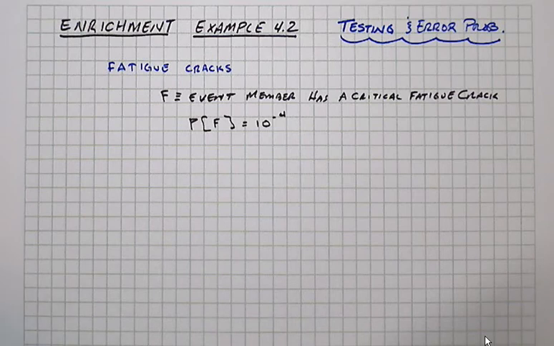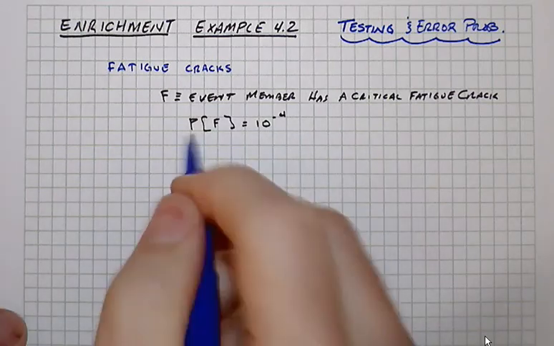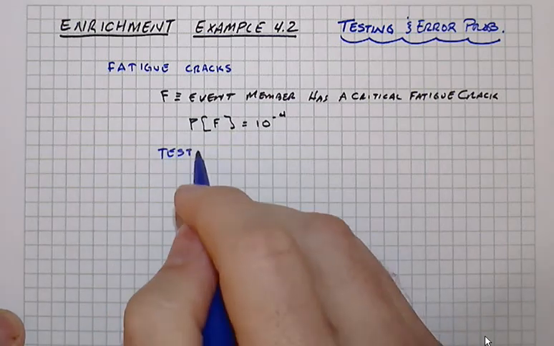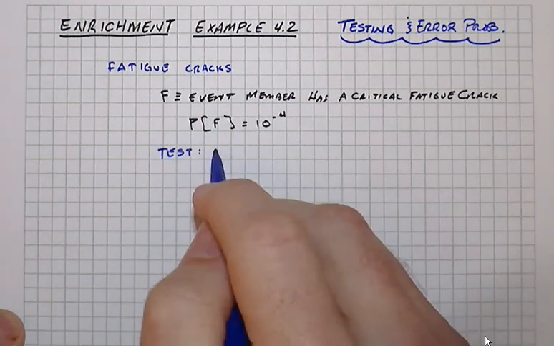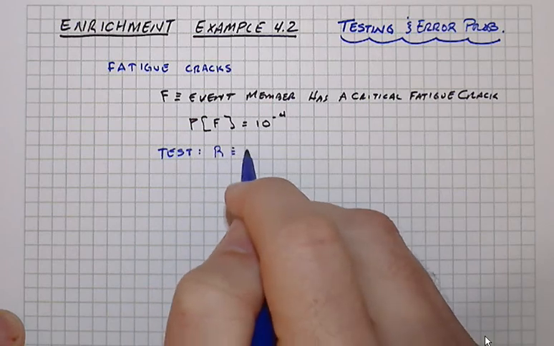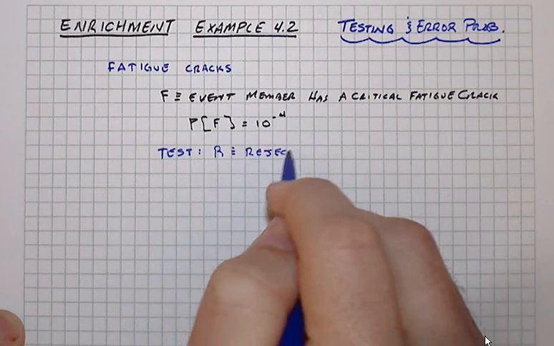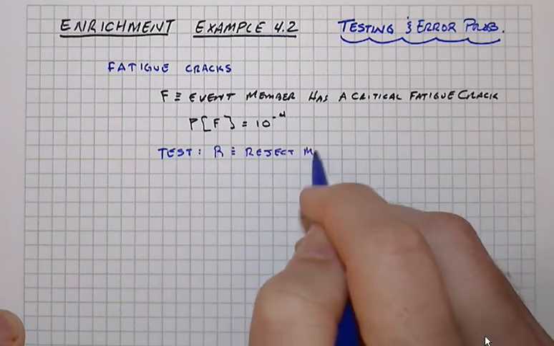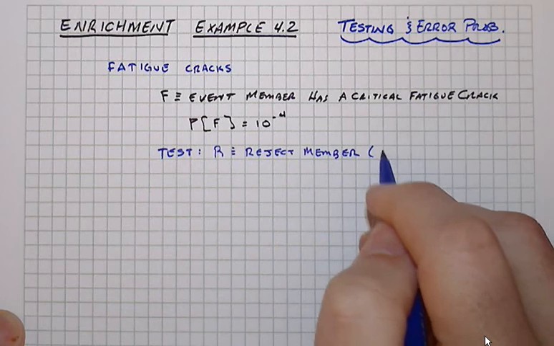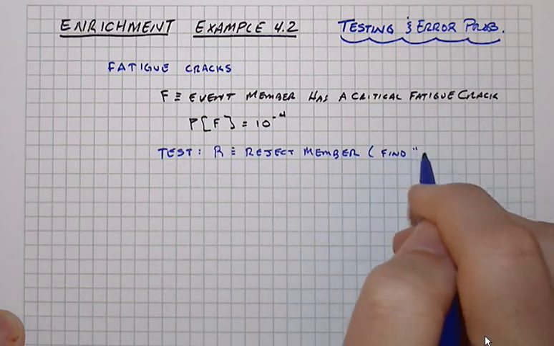And we have a test to detect these fatigue cracks, and we'll call that event R, the event that we reject a member. Of course, we're going to reject it because we think that we have found a crack.